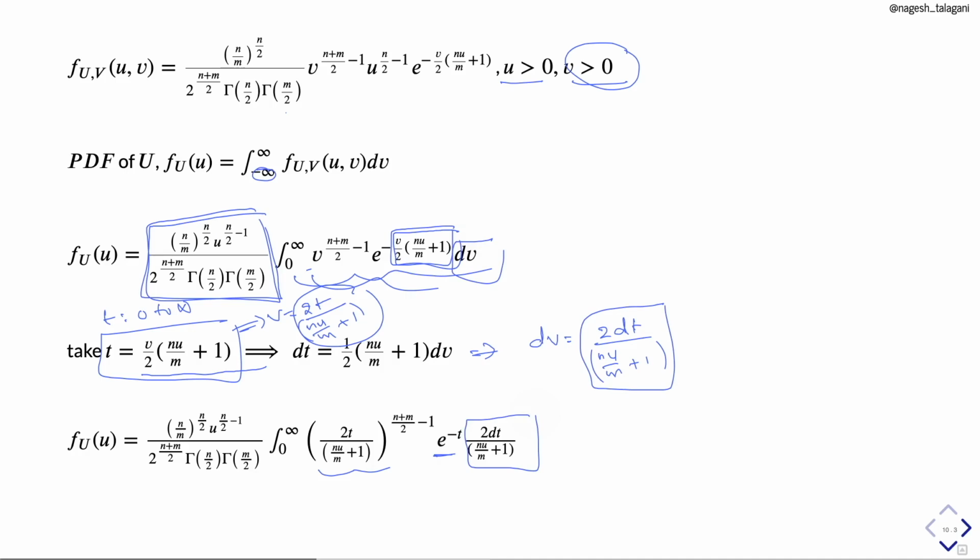Now here we have a 2 to the power of (n plus m) by 2 minus 1, and here we got a 2.